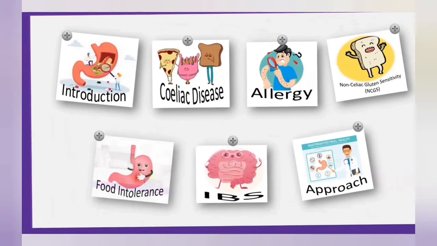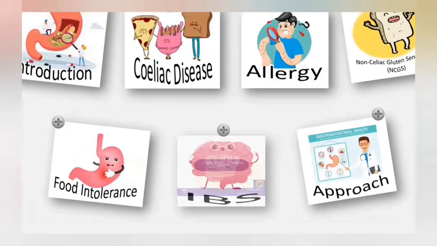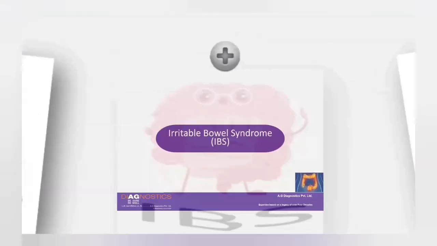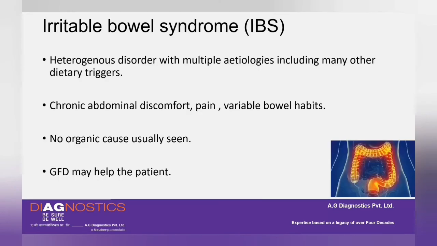The last is irritable bowel syndrome. Again, a very, very ill-defined entity today. And it is what happens with us. We are getting patients who come to us and give all these symptoms. They will talk about abdominal pain, vomiting, nausea, bloating, gas, etc. And then as a lab, we are also put into a fix as to how to approach and which tests.